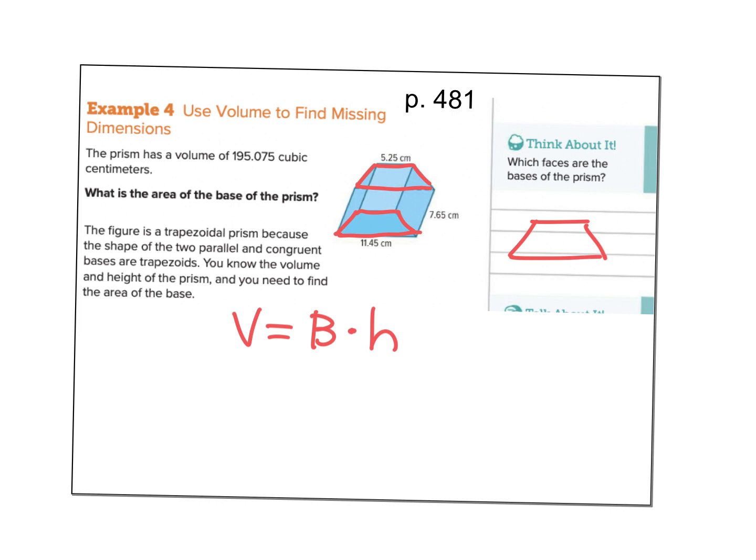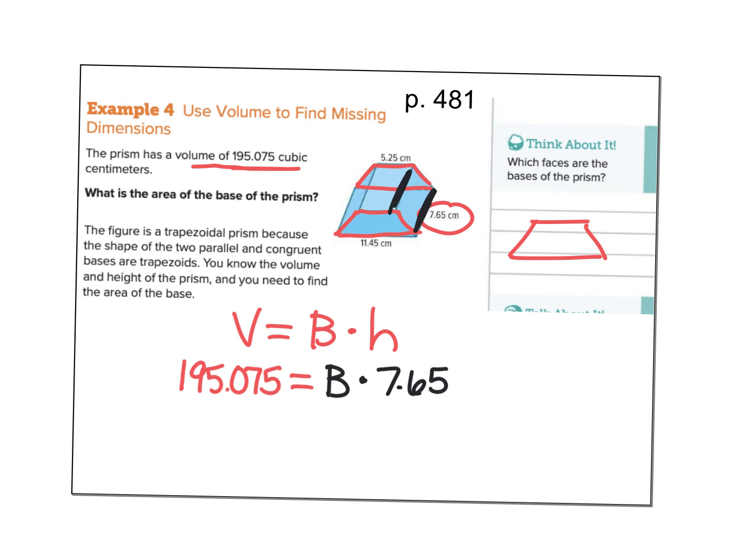I know the volume of this prism. It's 195.075 equals. Okay, I know the height of the prism. It's 7.65. Remember, the height has to connect those two trapezoids. So my height is 7.65. I want to know, can I find the area of the base? So I can just leave that be there, actually. So could I find the area of that base?